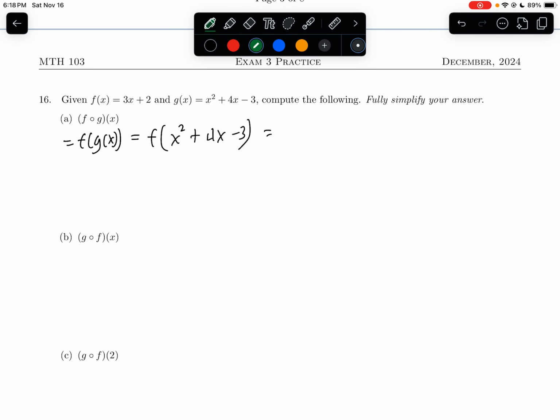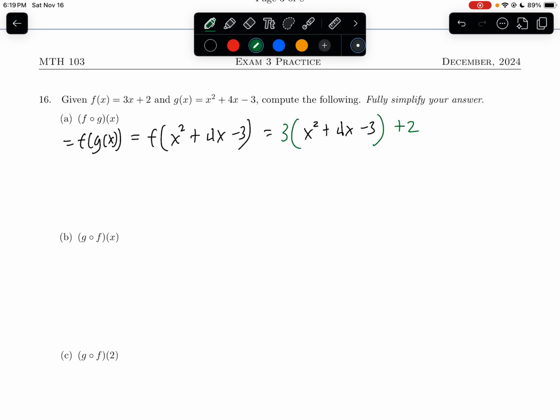Okay, and then what does f do? You take 3 times the input and you add 2. So you replace the x in the formula with what you put in. So then this is 3 times x squared plus 4x minus 3, plus 2.